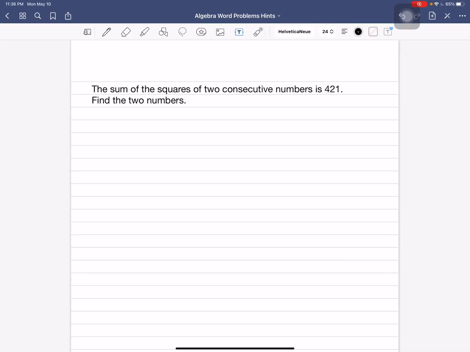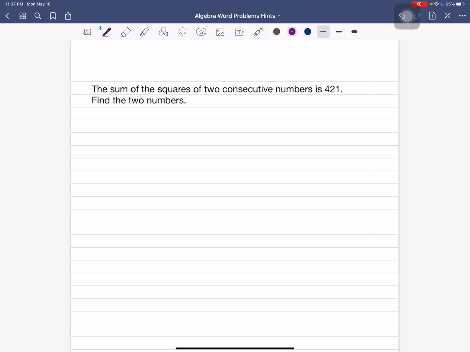Okay, so I'm going to go through and give you a hint on one of the homework problems. I can't remember which number it is, but it's similar to this one. It says the sum of the squares of two consecutive numbers is 421. Find the two numbers. The one on your homework says sum of the squares of two consecutive even numbers. We just want consecutive numbers here.